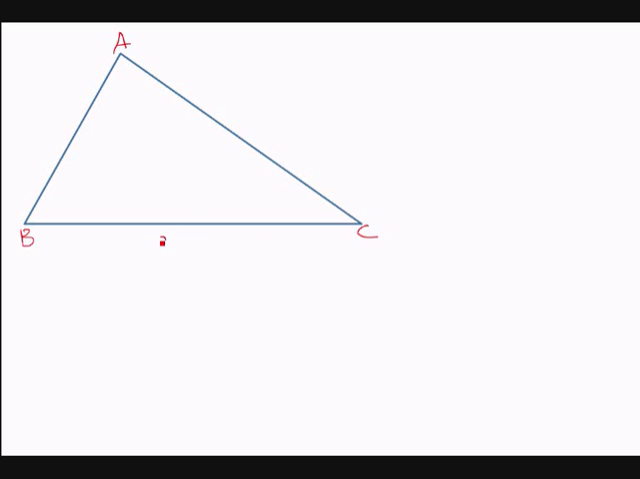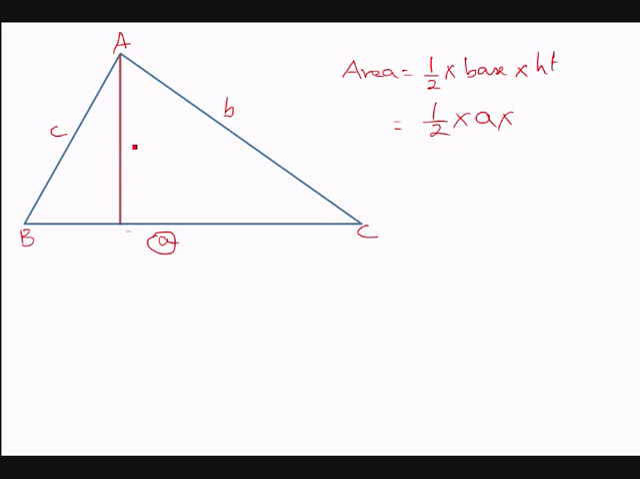Then this side becomes small a, this becomes small b and this becomes small c. If I have to find the area of this triangle, then I would write it as half base and height. Half times base times height is the area of a triangle. I have taken a as my base here. Therefore, it is half times base, which is a here, times the height. So I'll write this as h here.